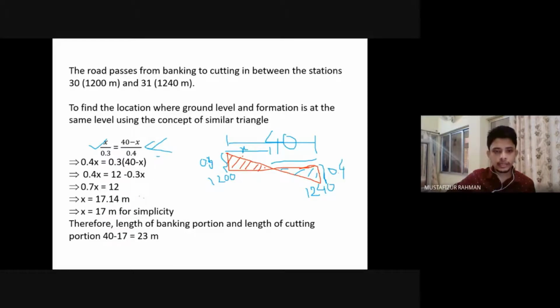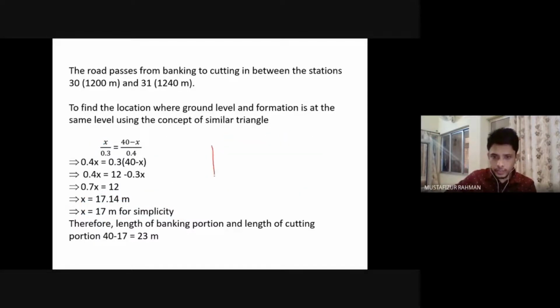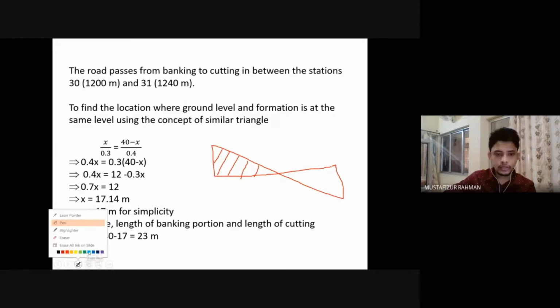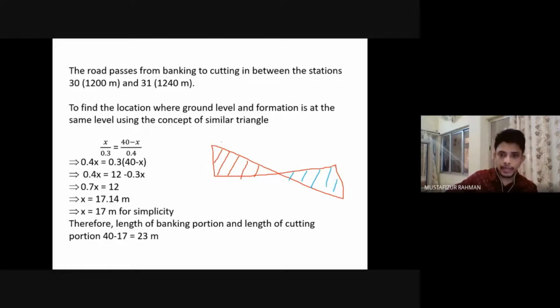Then after that, we get this value, and we consider 14 meter for simplicity, ignoring its very small amount in case of earthwork. Within this 40 meter, from 1200 meter to 1240 meter, the nature of the earthwork is changing from banking to cutting. So we found out where the banking will be and where the cutting will be using the concept of similar triangles in these two portions. So that much is done.